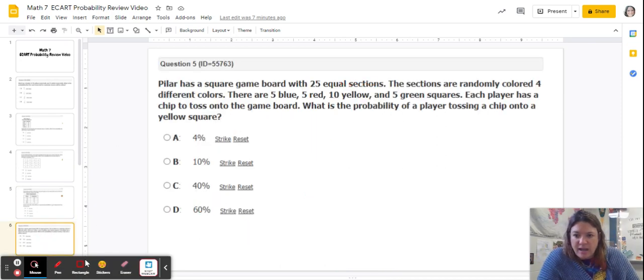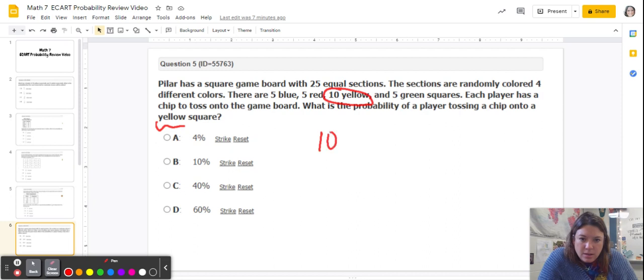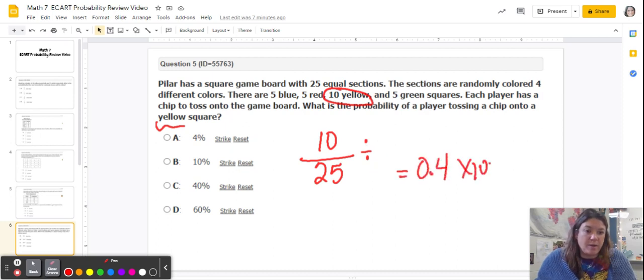All right, question number 5. He has a square game board with 25 equal sections, and they're randomly colored, and each player has a chip to toss onto the game board. What's the probability of a player tossing a chip onto yellow? All right, so there are 10 yellow out of 5 plus 5 is 10, 10 plus 10 is 20, 25. And then, okay, so this one wants you to turn it into a percent. So if you do 10 divided by 25 on Desmos, that gives you 0.4. And then to turn a decimal to a percent, you multiply by 100. And that on Desmos gives you 40%.